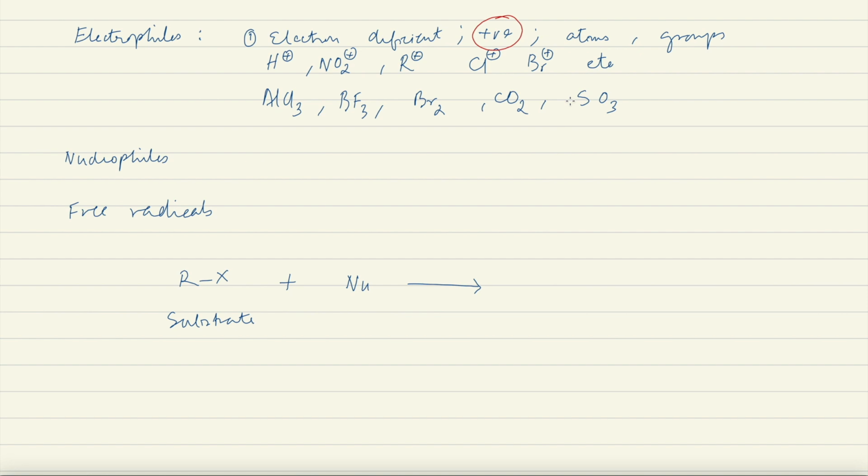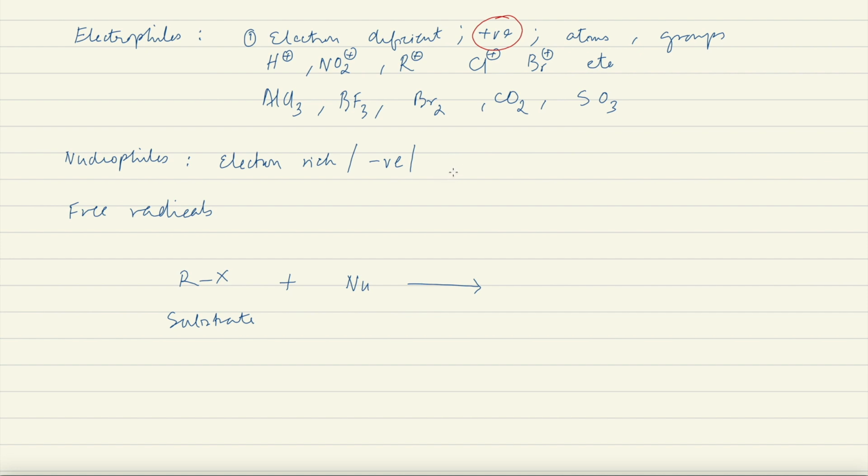Nucleophiles, on the other hand, are electron-rich species. So just the opposite of electrophiles, we have the nucleophiles. This is electron deficient, this is electron-rich. They can be neutral, they can be negatively charged. Again, it could be an atom, it could be a group, or neutral molecules. But they have lone pairs of electrons. If they are neutral molecules, they should have lone pairs of electrons that can interact with electron deficient groups.